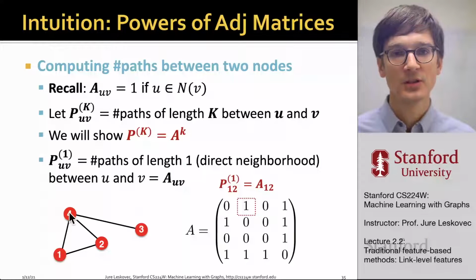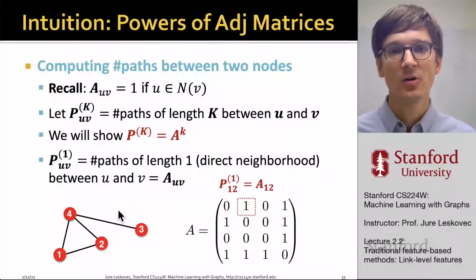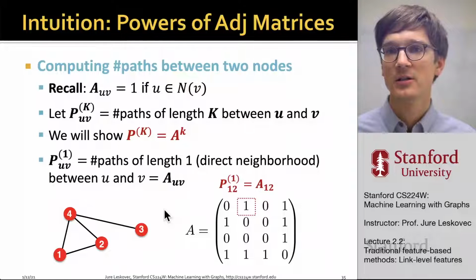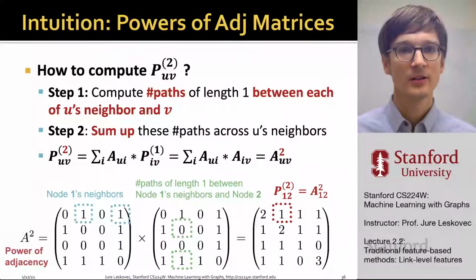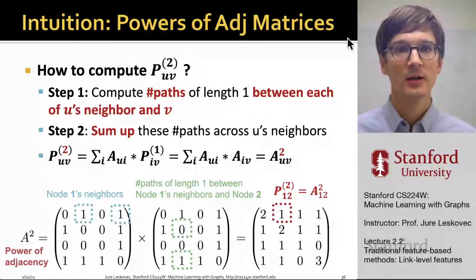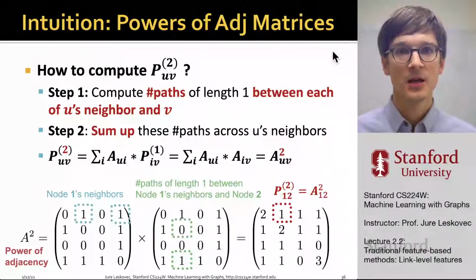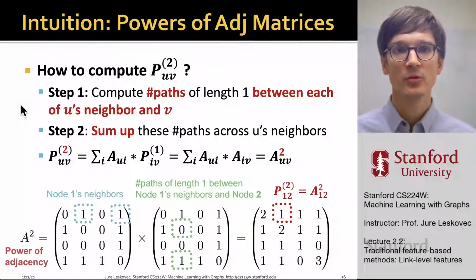If a pair of nodes is connected, then there is a value 1, and if a pair of nodes is not connected, then there is the value 0. Now that we know how to compute the number of paths of length 1 between a pair of nodes, we can ask how do we compute the number of paths of length 2 between a pair of nodes u and v.